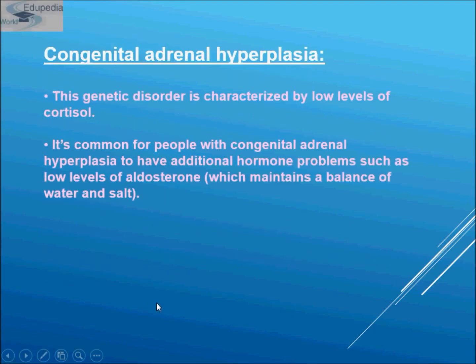Now comes congenital adrenal hyperplasia. This is a genetic disorder which is characterized by low level of cortisol. It's common for people with congenital adrenal hyperplasia to have additional hormone problems such as low level of aldosterone, which maintains a balance of water and salt. Okay, so these were the disorders that were associated with the adrenal gland.